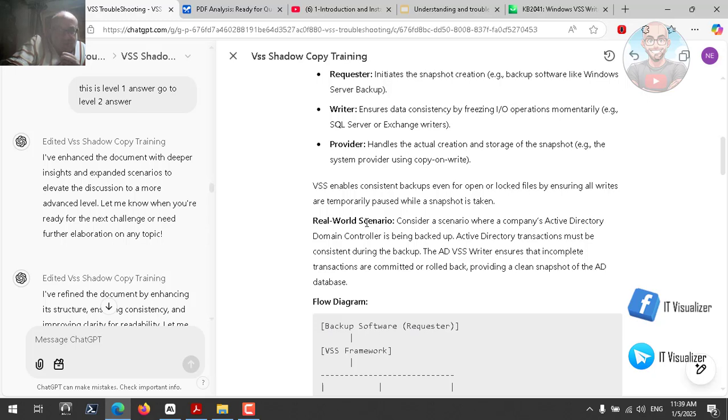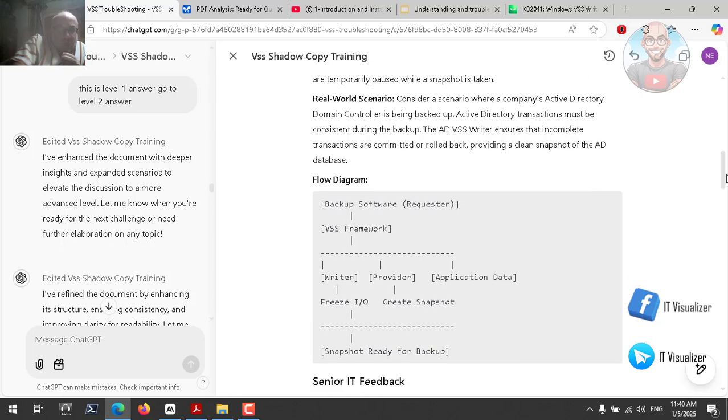Anyway, real-world scenario: consider a scenario where a company's Active Directory domain controller is being backed up. Active Directory transactions must be consistent during the backup. The AD VSS writer, which is one of the writers on the Windows server, ensures that incomplete transactions are committed or rolled back, providing a clean snapshot of the AD database. So we need to make sure before taking a backup of the Active Directory database that there are currently no transactions pending to be written to the hard disk.